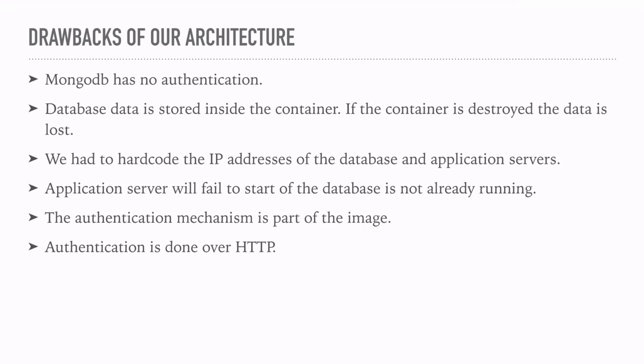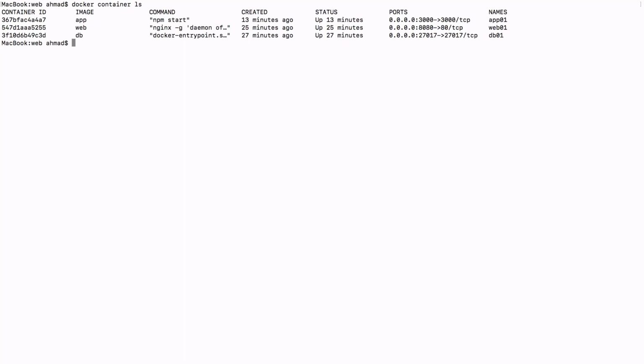The second thing is that the database data is stored inside the container itself. If the container is destroyed, the data is lost. So let's see that in action. Now we are in the terminal. Let's run docker container ls. We now have our database db01. And because we passed in the --rm when we created that container, if we type docker stop or docker container stop db01, it's going to be deleted.